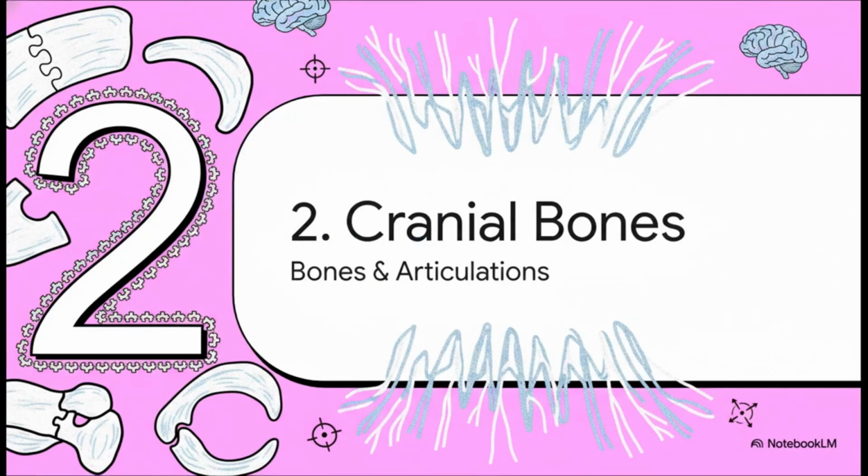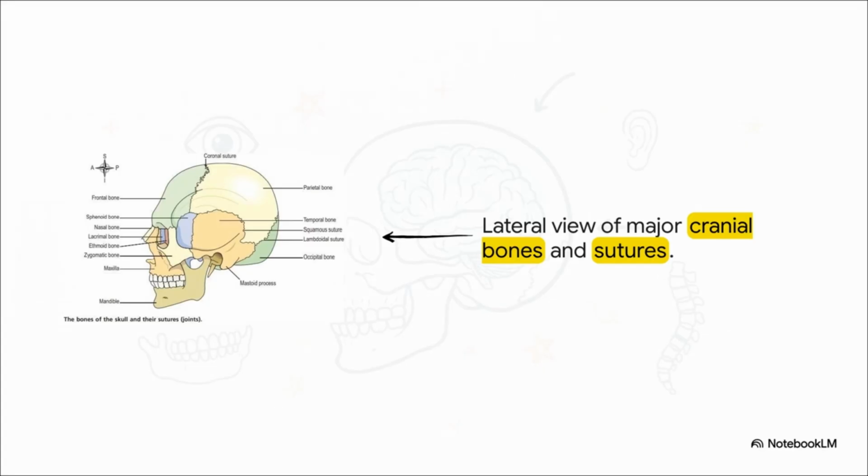Moving right along to Section 2, cranial bones and articulations. All right, let's talk about the major players of the cranium. We've got the large frontal bone right up front, the huge parietal bones forming the roof, the temporal bones on the sides, and the occipital bone wrapping around the back.